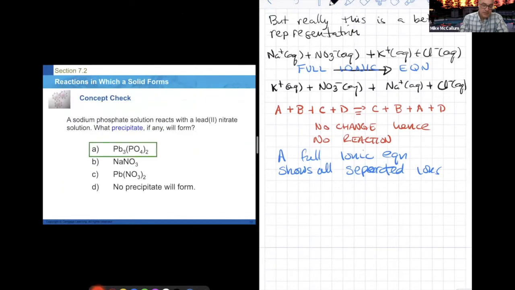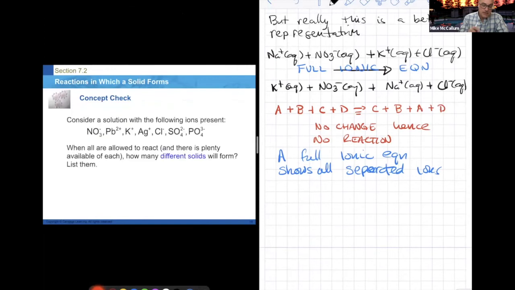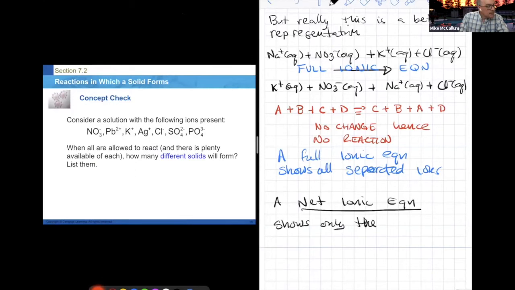Let me catch up here on the slides. I'm actually going to come back and talk about this as kind of a review to break things up a little bit, okay? All right, now there's one more type of equation that we can write when we're dealing with ions, and this is called a net ionic equation. A net ionic equation shows only the species that are directly involved.